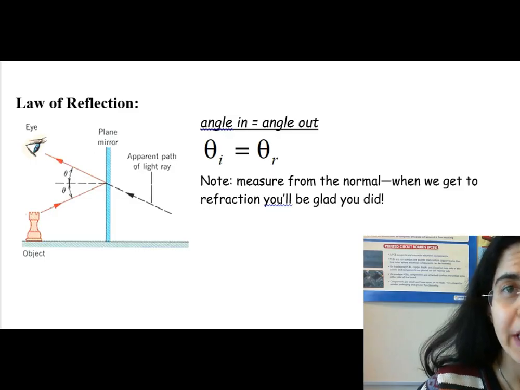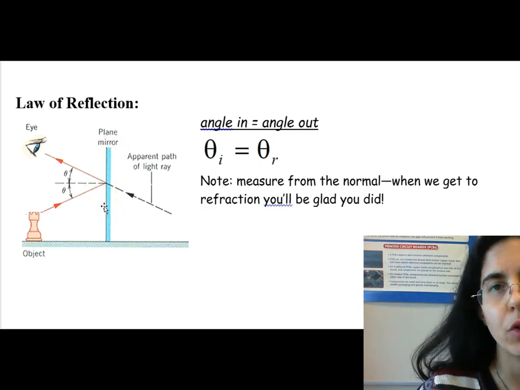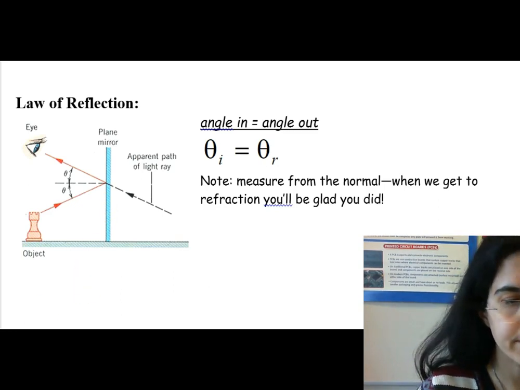At this point in the unit, we're going to get into good habits. We're going to draw a line perpendicular to the surface we're working with. That's called the normal. The angle of incidence and the angle of reflection is measured from the normal, not from the edge of the object itself. Get used to working with the normal. You'll need it for everything else you do with light, rays, waves, and optics.